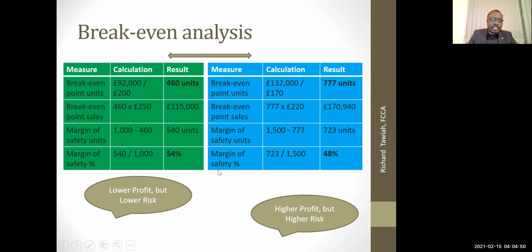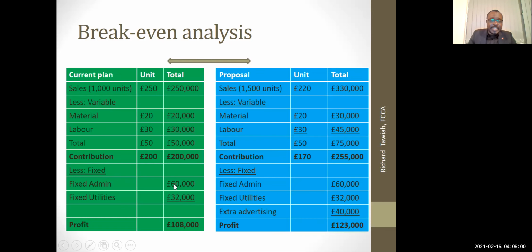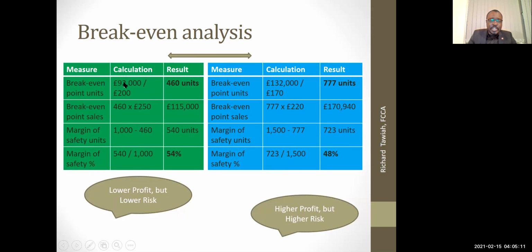Okay, now let's move on and see the break-even point in units, using the current scenario. Remember, current scenario is 60,000 plus 32 gives us 92,000 for fixed. The 92,000 divided by the contribution per unit means we need to sell 460 units to break even. Multiply 460 units by the selling price, and it means we'll end up making 115,000 to break even.